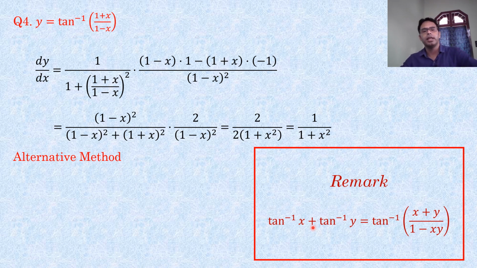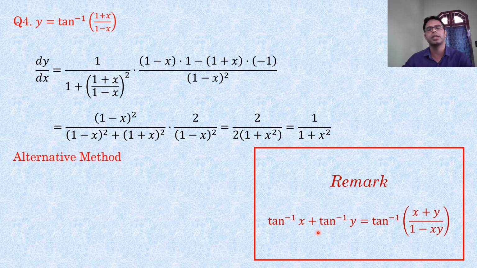We have a formula in inverse trigonometric functions that tan inverse x plus tan inverse y is equal to tan inverse of x plus y divided by 1 minus xy. If this is minus, then the numerator will be minus and the denominator is plus. And here it is plus, so the numerator is plus and the denominator is minus. So the formula is simple: tan inverse x plus tan inverse y is equal to tan inverse of x plus y divided by 1 minus xy. You may use this method by using this formula of inverse trigonometric functions. This is a formula, okay.